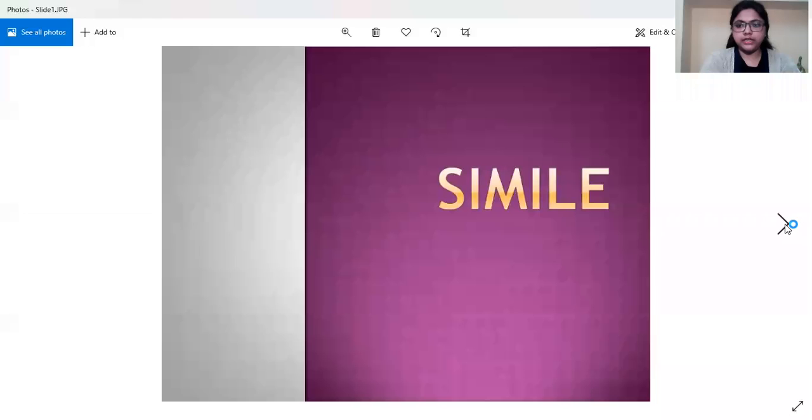The chapter which we are going to do today is simile. Okay, it's a very easy chapter. It's a figure of speech, it's a literary device. So let us see and understand what it is. So, simile it is.